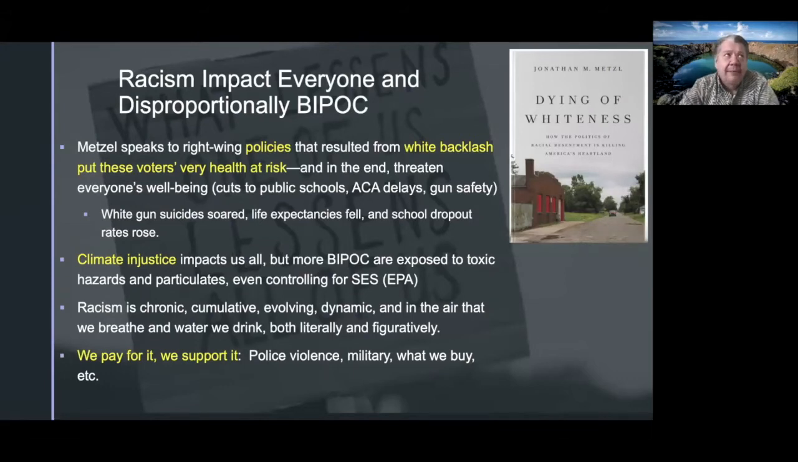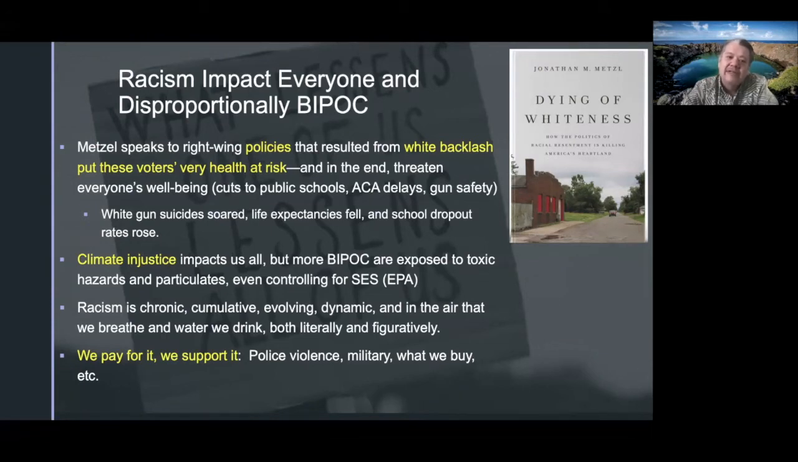I also want to highlight the fact that addressing racism isn't just something we need to do for people of color. A new book by Metzel speaks to the notion of how racism impacts all of us, including white people. In his book, he talks about how some of the policies that have been enacted that were intended to hurt people of color actually hurt white people who were voters, who voted for these very policies, which threatened all of our well-being, including cuts to public schools, delays in the Affordable Care Act, anti-gun safety regulations. All of these things, we think, okay, well, we can rationalize where these might come from, but the consequences also need to be looked at, right?